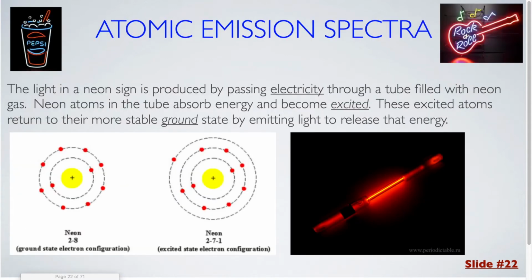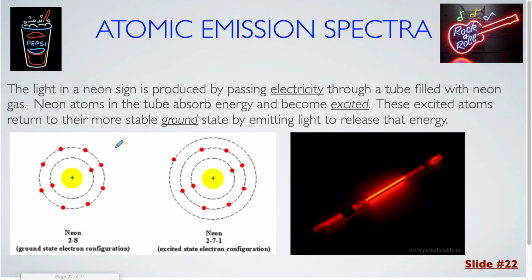The light in a neon sign is produced by passing electricity through a tube filled with neon gas. Neon atoms in the tube absorb energy and become excited. These excited atoms return to their more stable ground state by emitting light to release that energy.